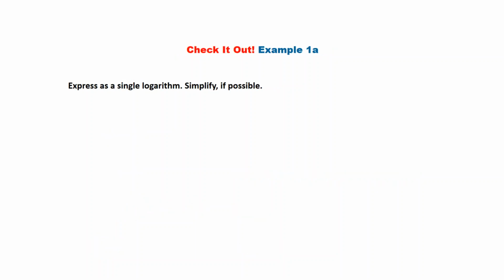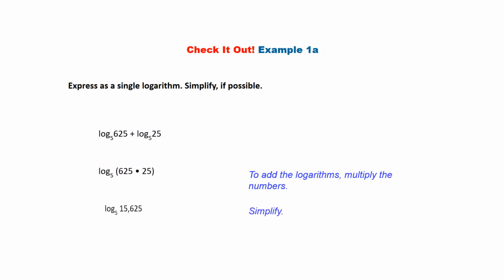All right, this time you're going to express as a single logarithm again, and here's the problem I want you to do. So turn your video off and give it a try. All right, I don't think this one is too hard, so let's take a look at it. The first thing we have to do when we add logarithms is multiply the numbers together. So we can see that log base 5 of 625 times 25. And then we're going to simplify that, and we see that log base 5 of 15,625. And if you didn't know that, you could put it in your calculator.